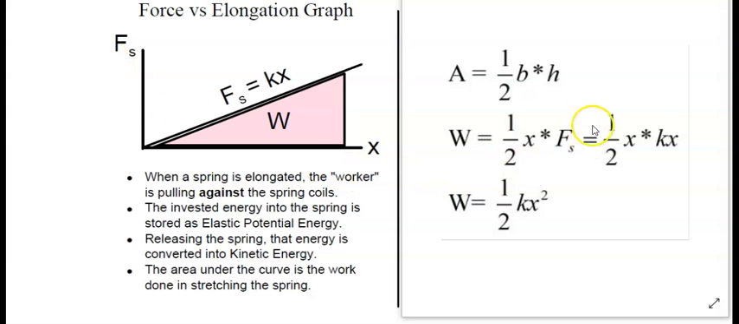So if we replace the base with x and the height with the spring force, we get 1/2 x times the spring force. And if the spring force is written out as kx, you can clearly see that it's 1/2 kx squared. So that area under the graph is in fact the work done in stretching the spring and also the energy that is stored in the spring.